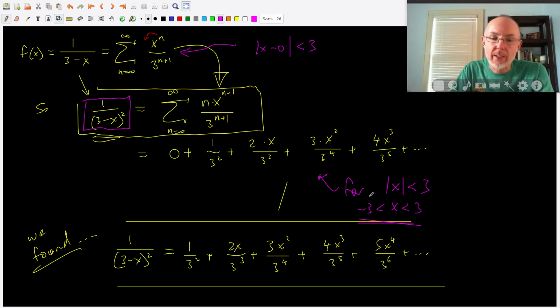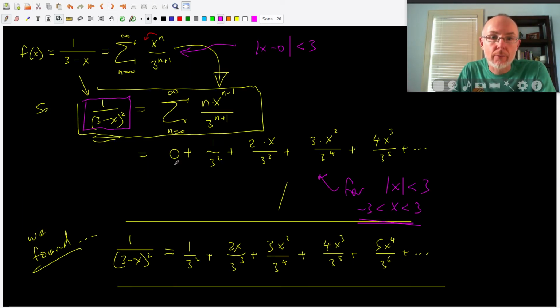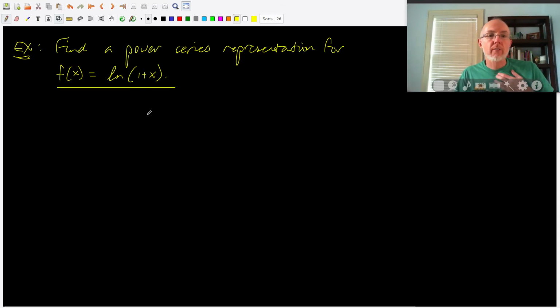So the fact we can integrate and differentiate, going back to the theorem, we can integrate or differentiate term by term, then gives us a new way of building functions that we didn't previously have. Let's do another example. So in this case, we want to find a power series representation of the natural log of 1 plus x.